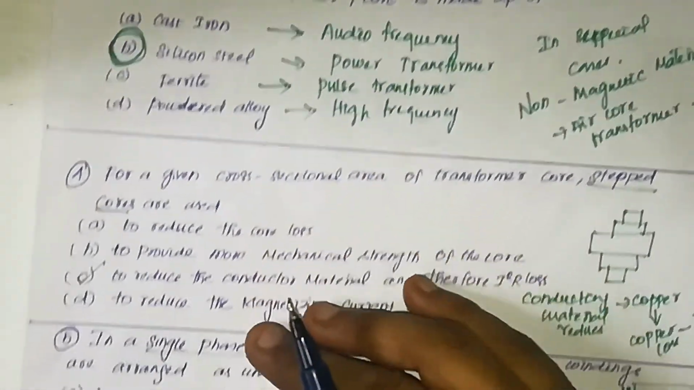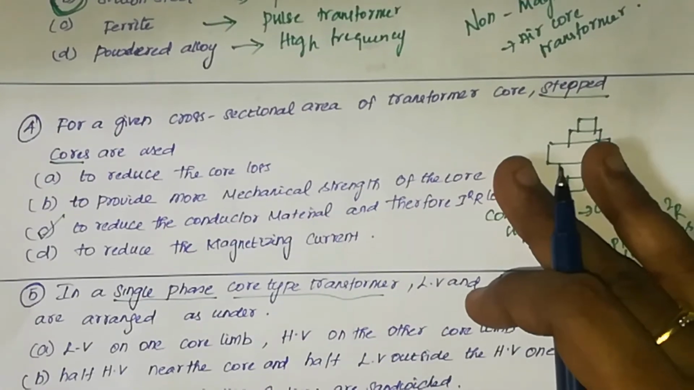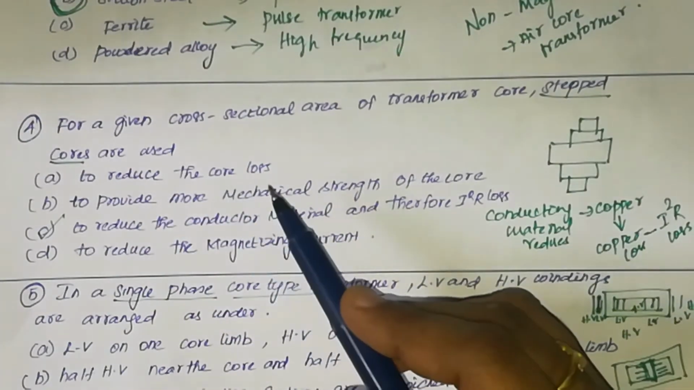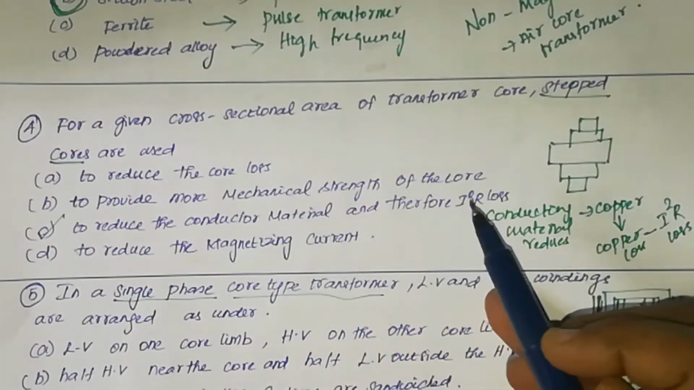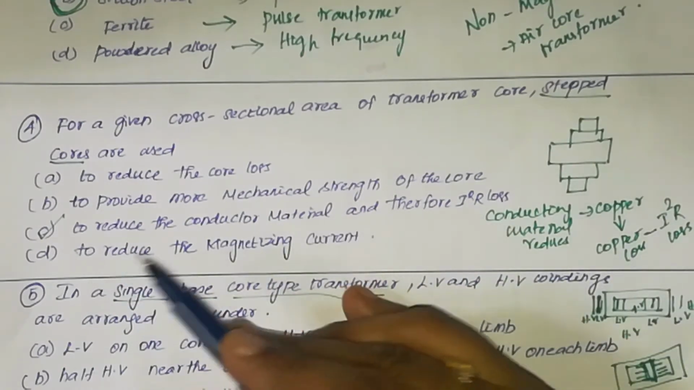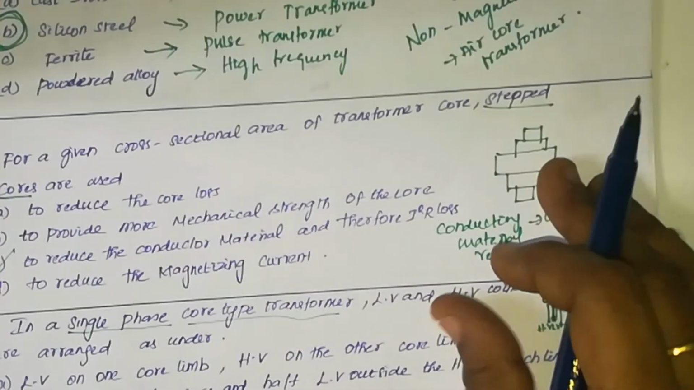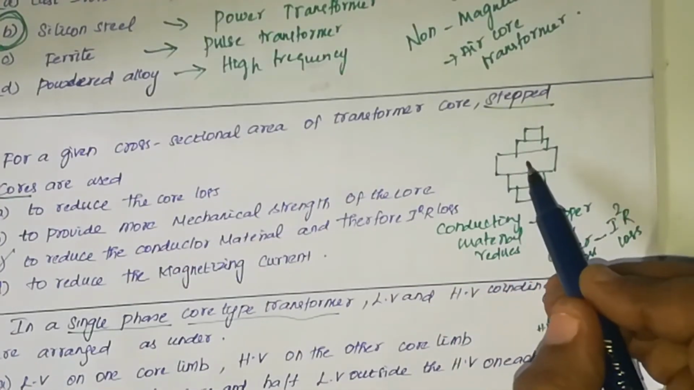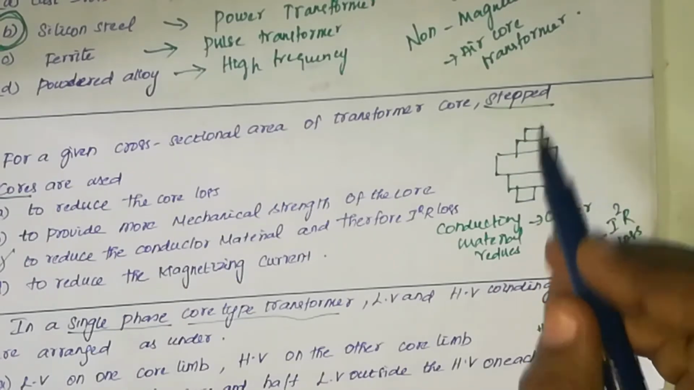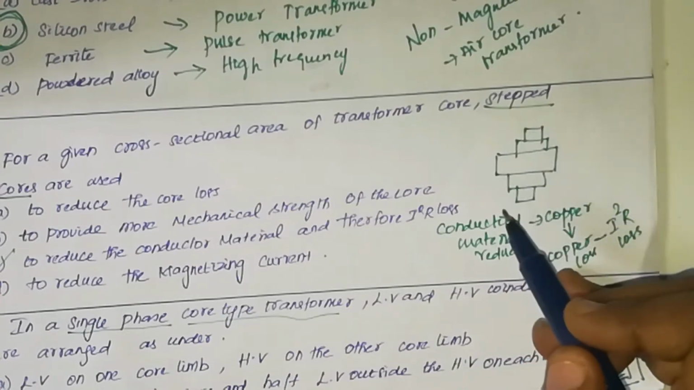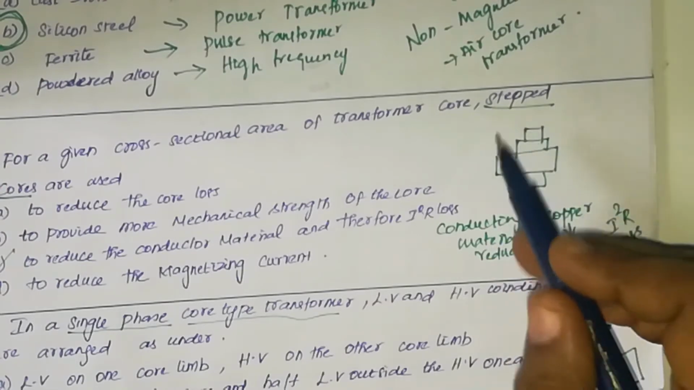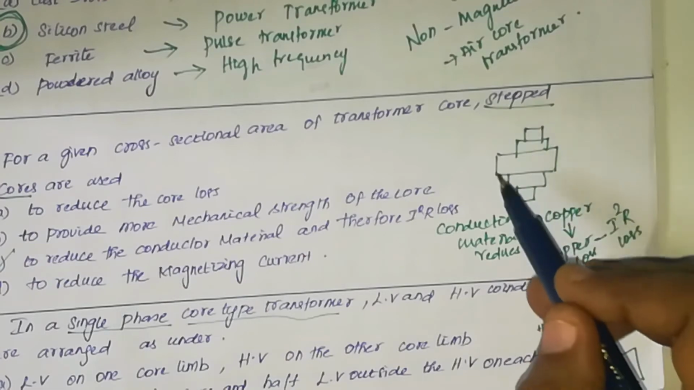Question 4: for the given cross-section area of the transformer core, stepped cores are used to reduce the core loss, to provide more mechanical strength to the core, to reduce the conducting material and therefore I square R losses, or to reduce the magnetizing current. This is the structure of a stepped core. In a stepped core, each step is reduced, which means the number of turns in each step is also reduced. The number of turns is related to the conducting material, so the conducting material is automatically reduced in each step.